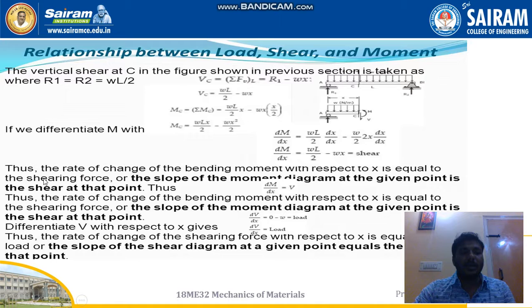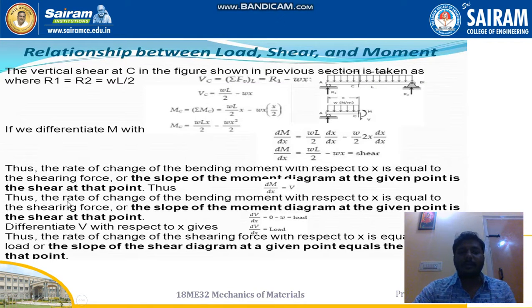Now what happens? The rate of change of bending moment with respect to x is equal to the shearing force. When we consider only one section, the bending moment at point C with respect to x is equal to the shearing force. The shearing force is the slope of the moment diagram at a given point, and that we consider as the shear.